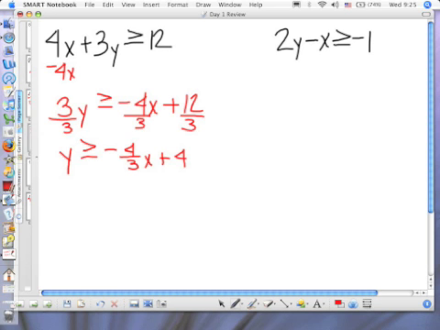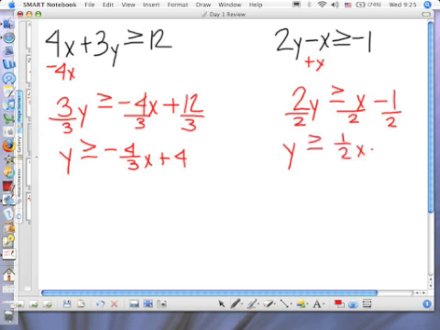Let's take the second one. We add x to both sides. Then we divide everything by 2. Now let's talk about this line. Will it be solid or broken? Solid. Solid, passing through the y-axis at where?